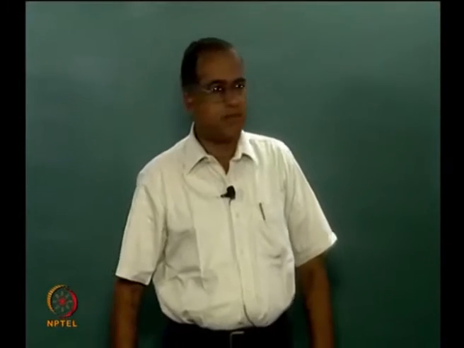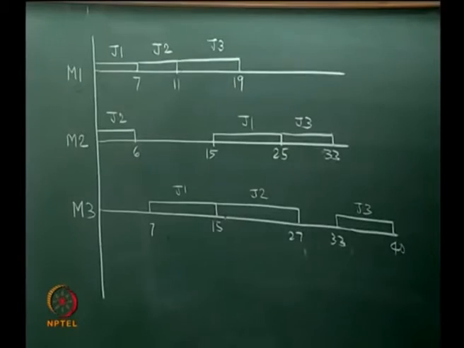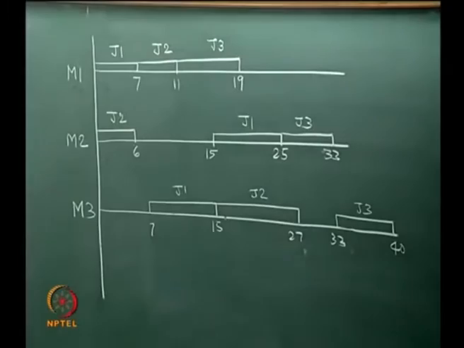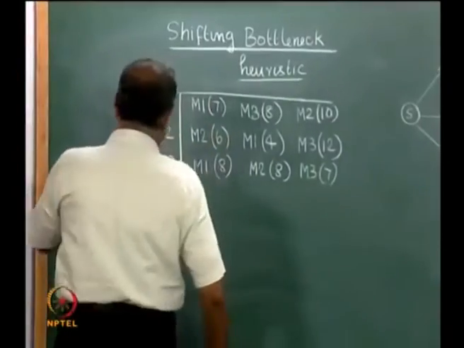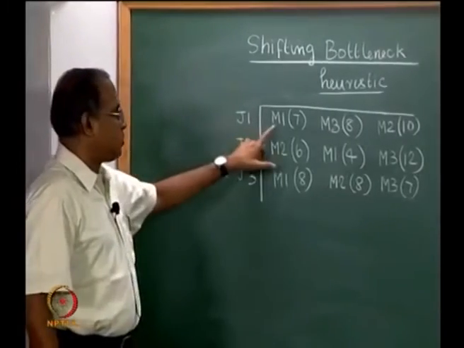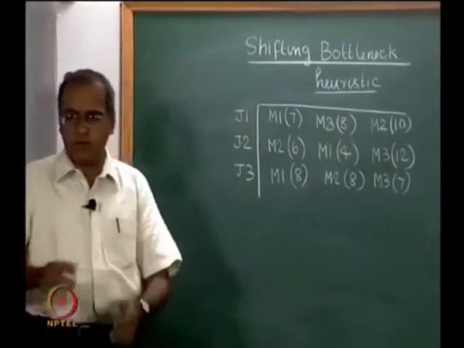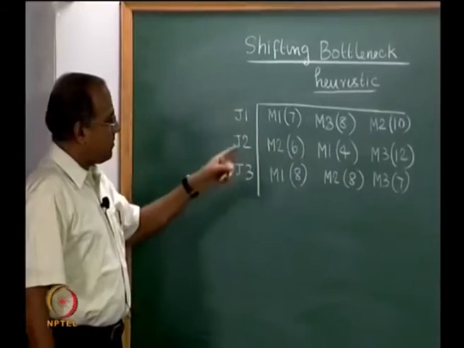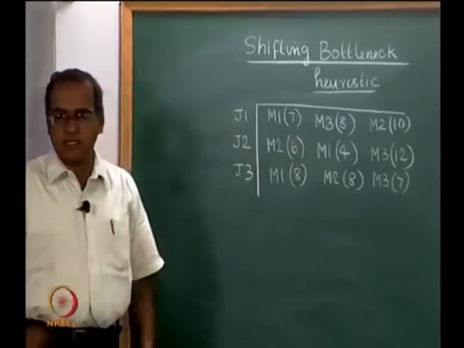We are now trying to see another approach which helps us to solve the makespan minimization problem on the job shop. We also said that in a job shop, as given in the example problem, each job has a definite route. So, J1 will go through M1, M3, M2 and so on. In this example, all the jobs visit all the machines.